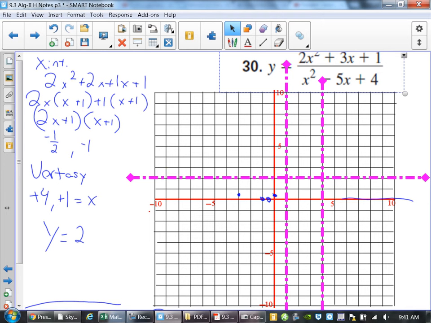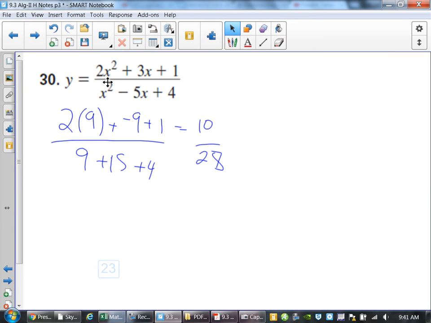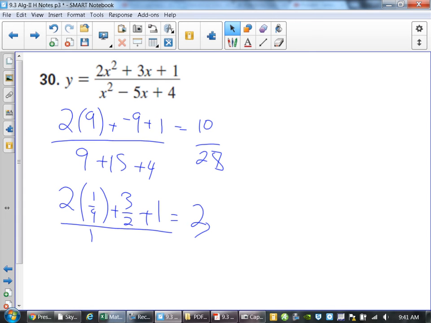What does this even do? Can we go like positive 1/2? Positive 1/2. What's 1/2 squared? 1/4. So we have 1/2 plus 3/2 plus 1, which is 3. 1/2 of 3/2 is 2, plus 1 is 3.